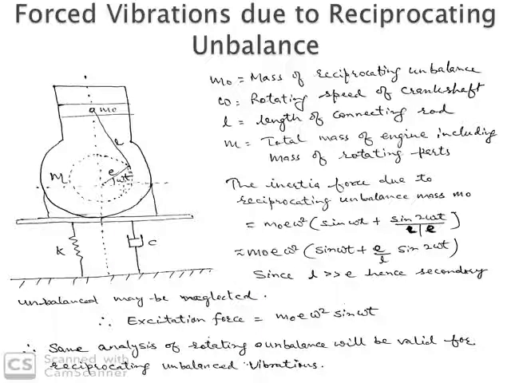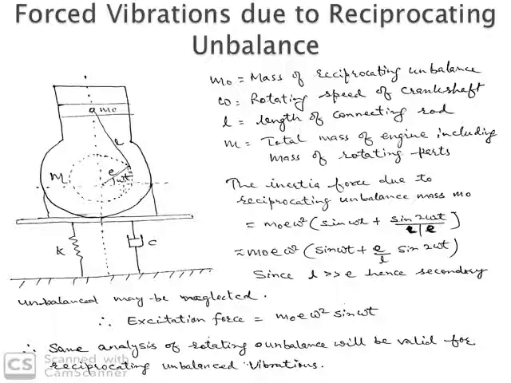Now the forced vibration due to reciprocating unbalance. In a reciprocating system, let m0 be the reciprocating unbalanced mass, m the total mass, and omega the rotating speed of the crankshaft, L the length of the connecting rod, and m the total mass of the engine, similar to the earlier derivation.